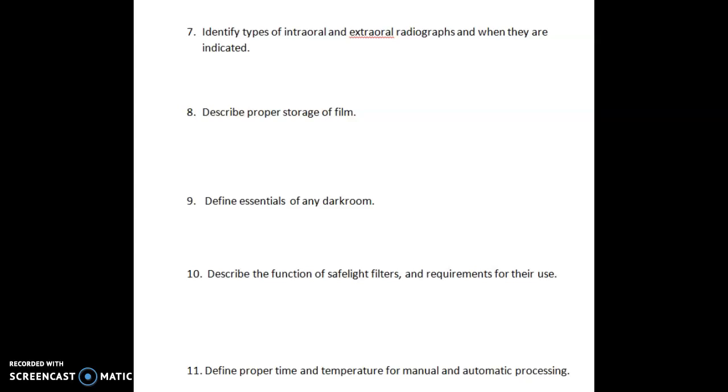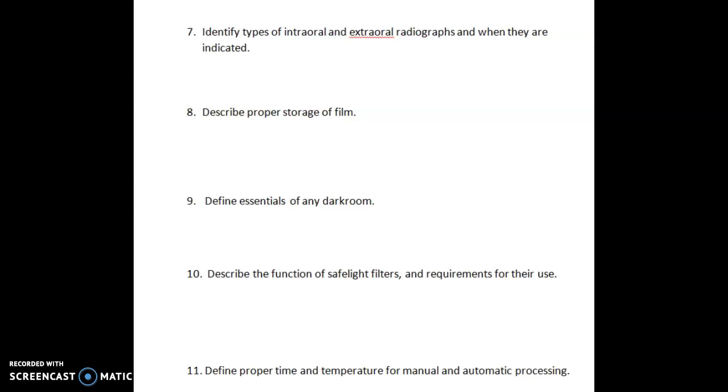Number 8 objective is describe proper film storage. Film typically likes to be stored at room temperature or a little colder. As a rule of thumb, 50 to 70 degrees Fahrenheit is the temperature that they like, and 30 to 50% humidity. What that means is film doesn't like to be stored where it's going to be hot or very humid. So the worst place in a dental office that you could store film would be directly above an autoclave where it would be venting steam.